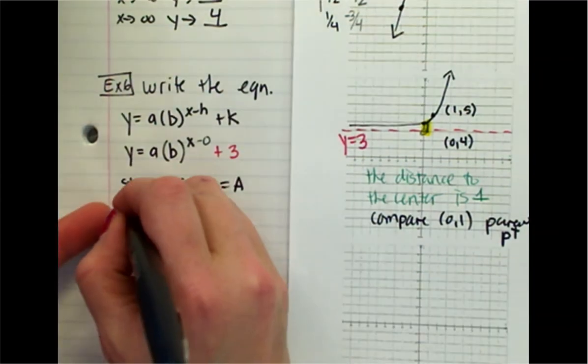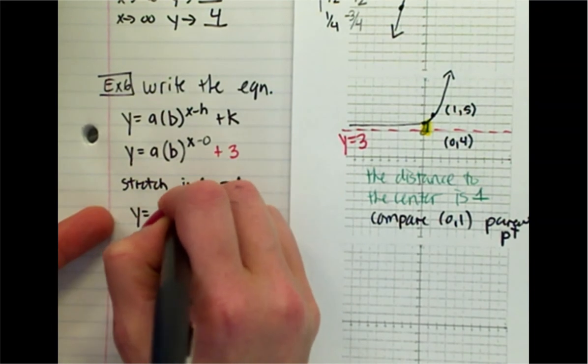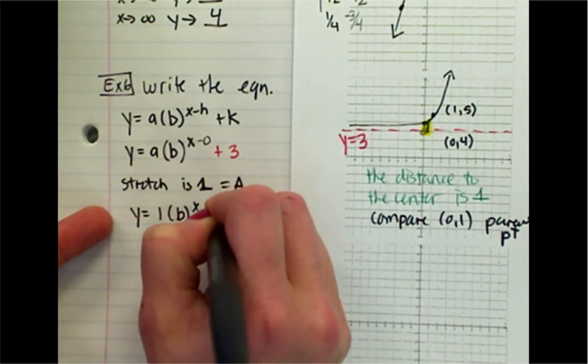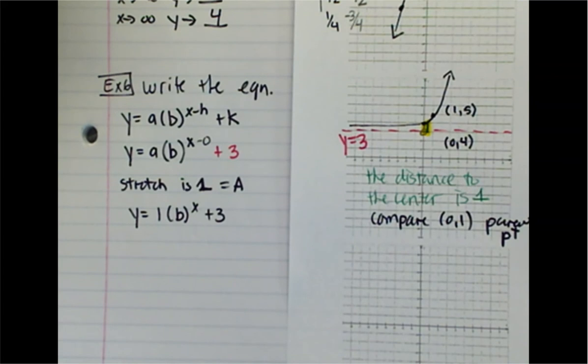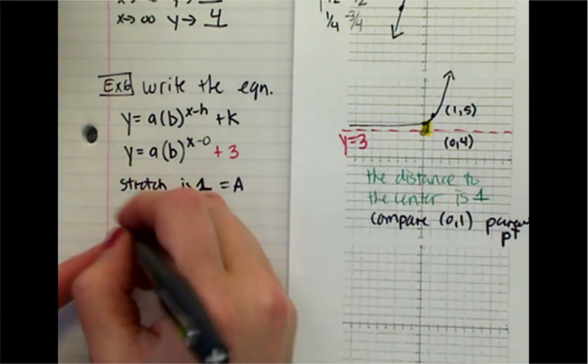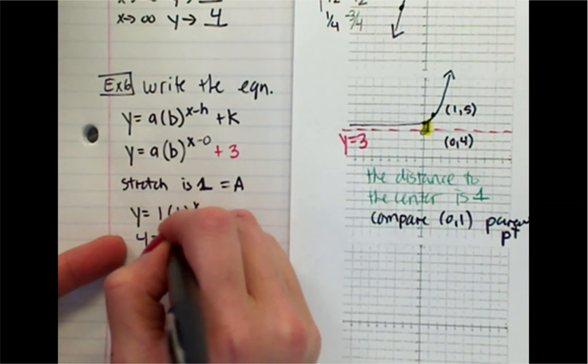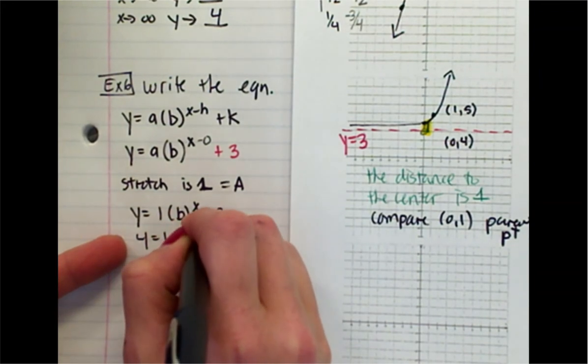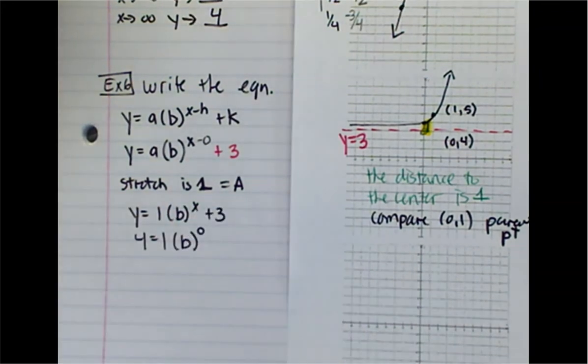Okay. y equals 1 times b to the x plus 3. Take any point on this graph and plug it in. I'm going to go with 0, 4 because, you know, it's got a 0 in it. 4 equals, oh, maybe that's not a good idea. Why is that not a good idea? Oh, because b to the 0 is 1. Okay, not a good choice.